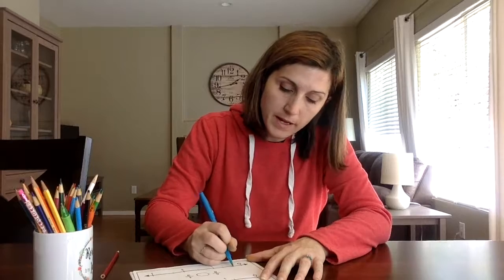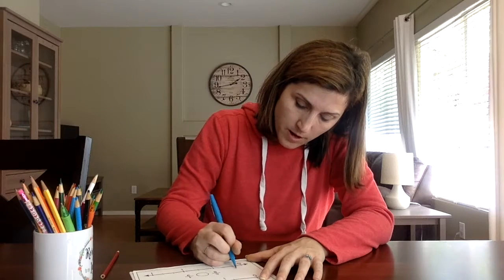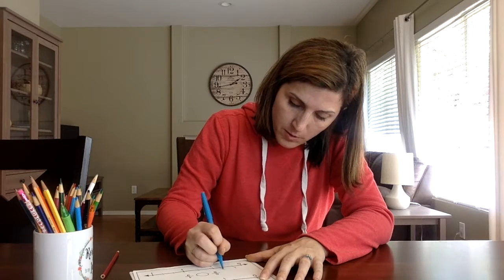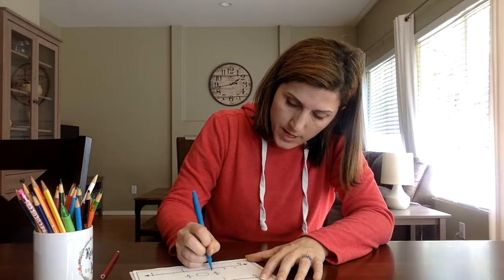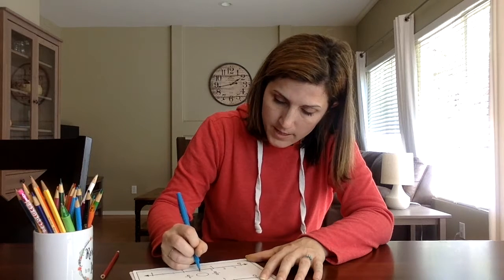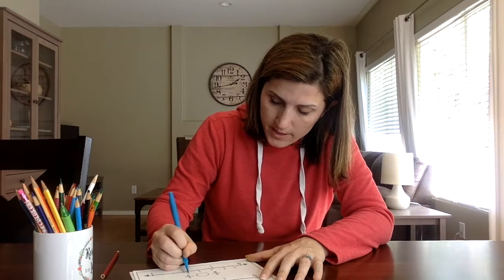I am comparing 8ths and thirds. Thirds are already on the number line for me, so I need to make 8ths. I make 8ths by making fourths, and then by cutting each of those fourths in half. So I've got 1/8, 2/8, 3/8, 4/8, 5/8, 6/8, 7/8.